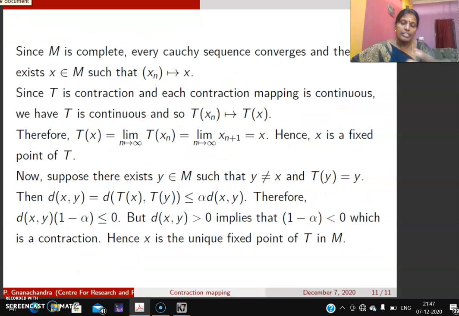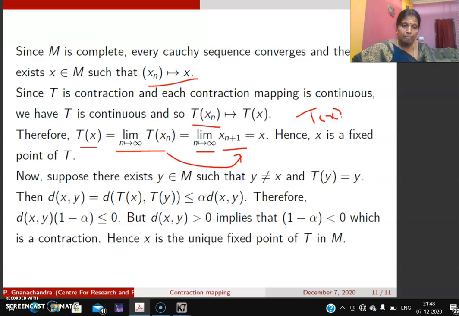Now xn is a Cauchy sequence, and in the theorem itself they have given that M is a complete metric space. In a complete metric space, every Cauchy sequence converges, therefore this sequence converges. Again, given T is a contraction mapping, and we all know that a contraction mapping is continuous, therefore T is continuous. Now we have two conditions: xn converges to x and T is continuous. So by the characterization of continuity in terms of sequences converging to a point, T of xn converges to T of x. So here I have written T of x equal to limit n tends to infinity T of xn, which is limit n tends to infinity xn plus 1 as per the definition of T of xn, and hence x is a fixed point of T. So I got T of x equal to x.